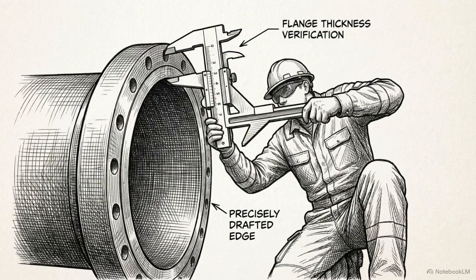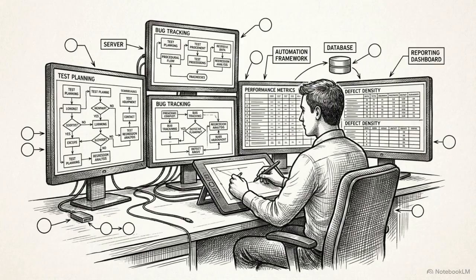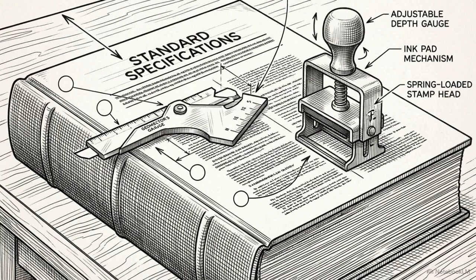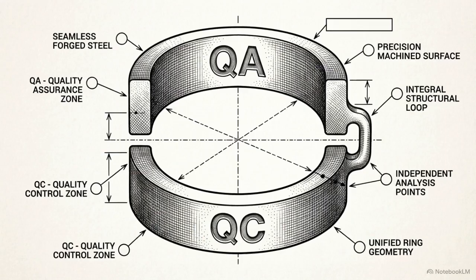QC is the physical process of deploying inspectors to the site to measure, test, and detect specific deviations from the design. The QA engineer works from the office, designing the procedures and auditing the framework to ensure the system is capable of producing sound work. The QC inspector is on the ground, wielding the gauges and X-ray film to verify the actual product against the drawings. Quality assurance writes the rules of material integrity. Quality control provides the physical enforcement. Together, they form a closed, interdependent loop that stops errors from compounding into disasters.